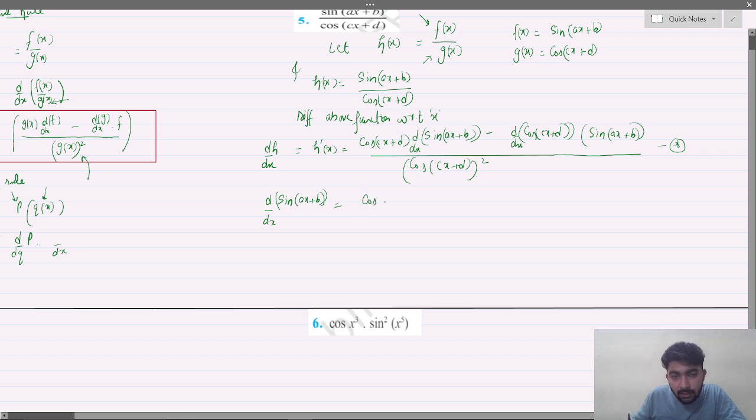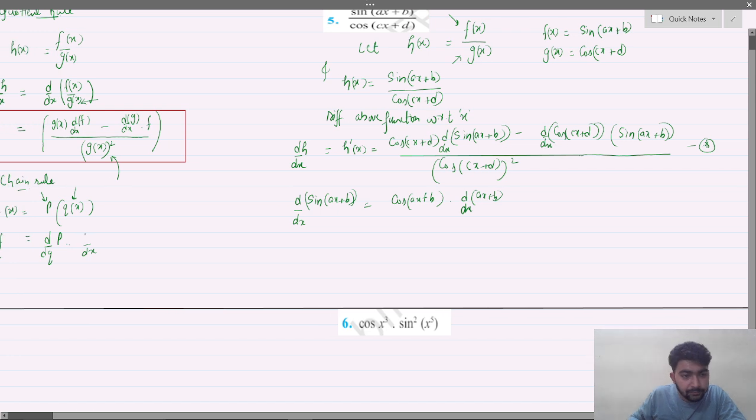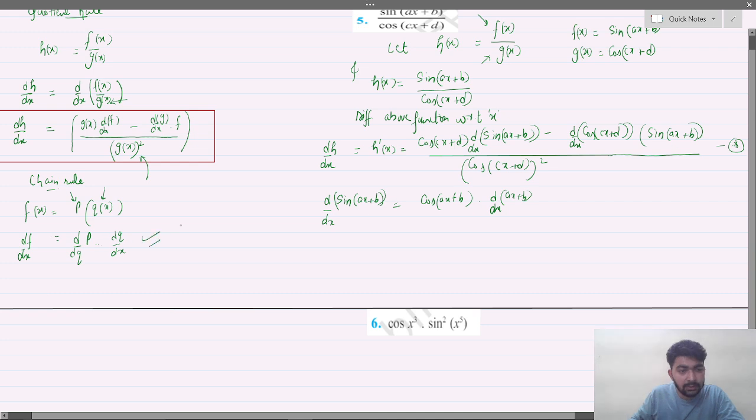D by dx of sine of ax plus b, so it will be cos of ax plus b. Outer function derivative is cos of ax plus b. Okay, and d by dx of what function? Inner function ax plus b. Like that we apply here. This is your chain rule. Okay, so like that we can apply, and what we get here is cos of ax plus b.